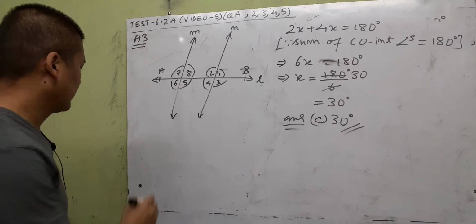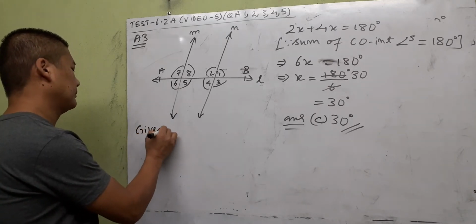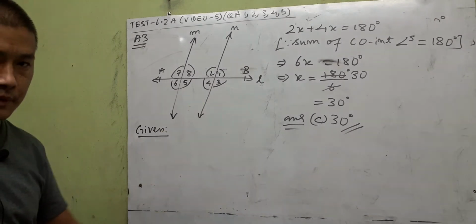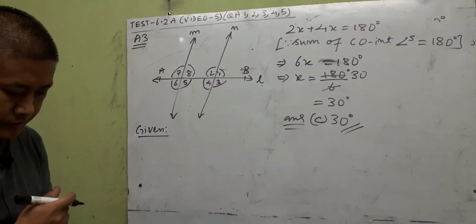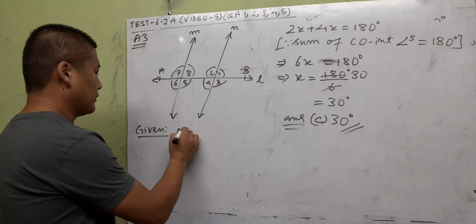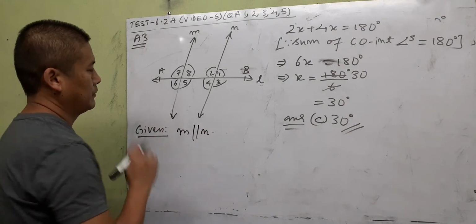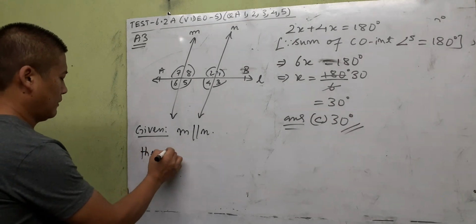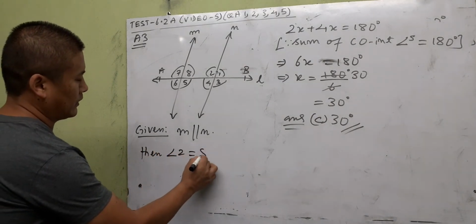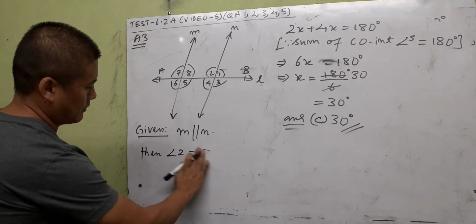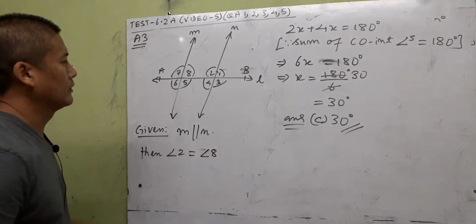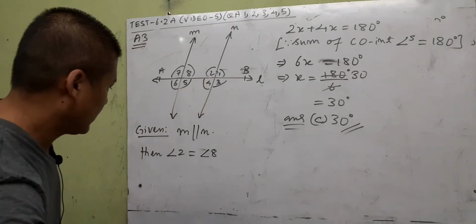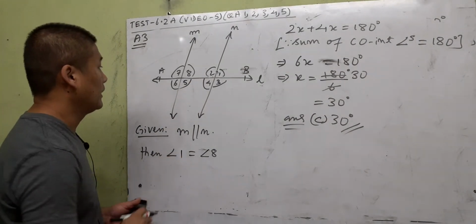So here, given, on your notebook, draw this and write this, because you need explanation, right? For exam, you have to understand. So here, M is parallel to N. That much is given. Then angle 1 is equal to angle 8. What are they? Let us check. Angle 1 equal to 8.